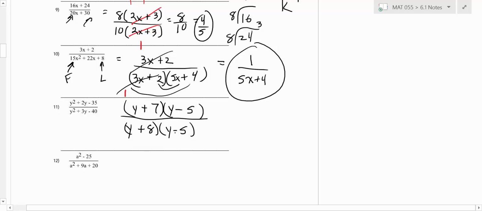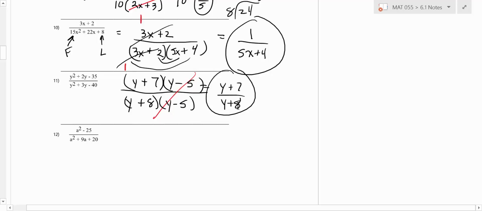Now, I don't have time to go over the details of factoring, but that's what you would have. Then this one cancels out. And then after that, you end up with the answer y plus 7 over y plus 8. Okay, like that. Does that look good? If you got your factoring down, then you won't have much trouble doing these.